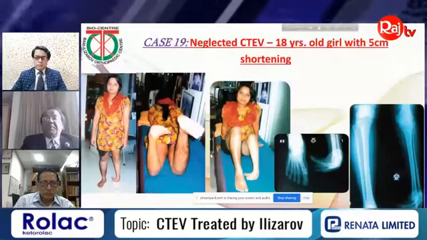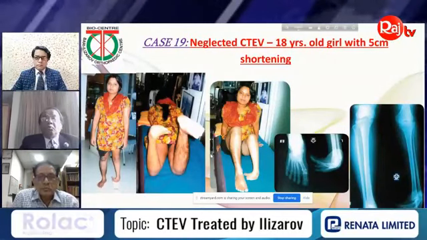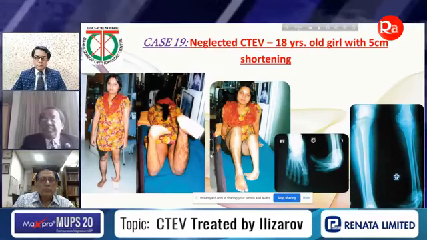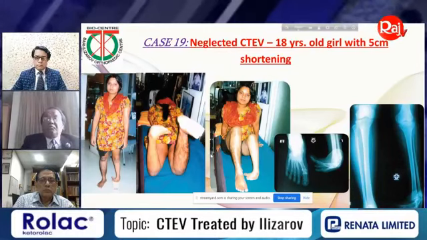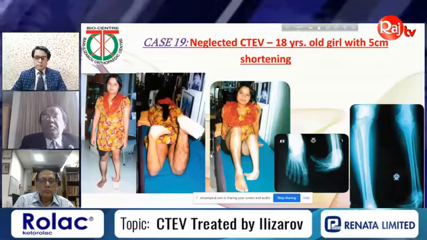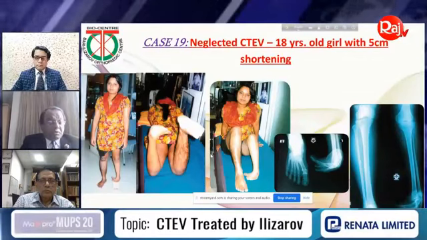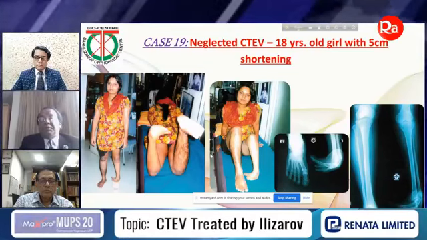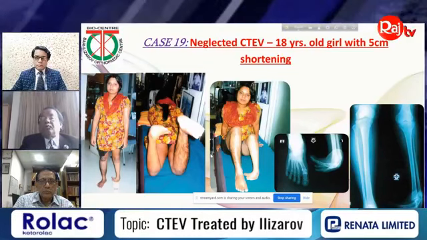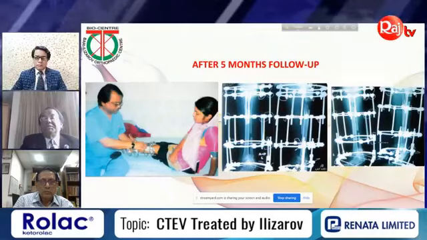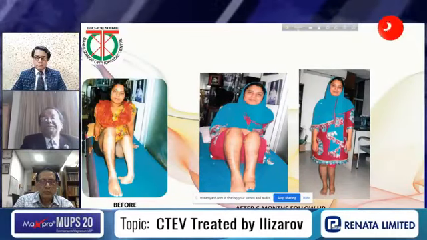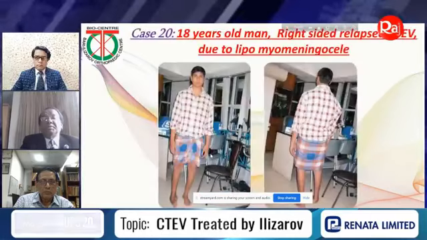Beautiful girl, beautiful face. See 5 centimeter shortening with CTEV. If you don't do Ilizarov, yes, you can go for surgery, but lengthening you cannot do here. Whenever your Ilizarov is in your hand, at the same time you correct the deformity, and at the same time you could go for lengthening. And this is the case. So after 6 months follow-up, you can see Allis test now negative.